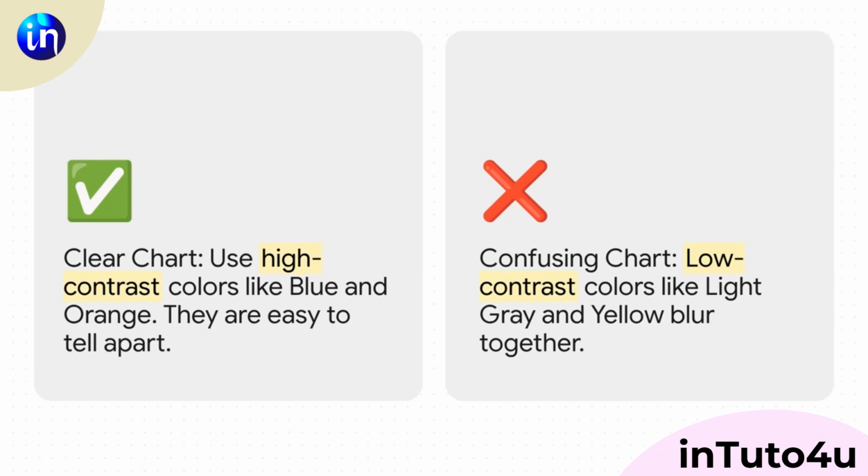The chart on the left uses high contrast colors, and you can follow each trend without even thinking. But then you look at the one on the right. With those low contrast colors, the lines just kind of melt into each other. It's confusing, and it completely defeats the whole purpose of making a chart in the first place.